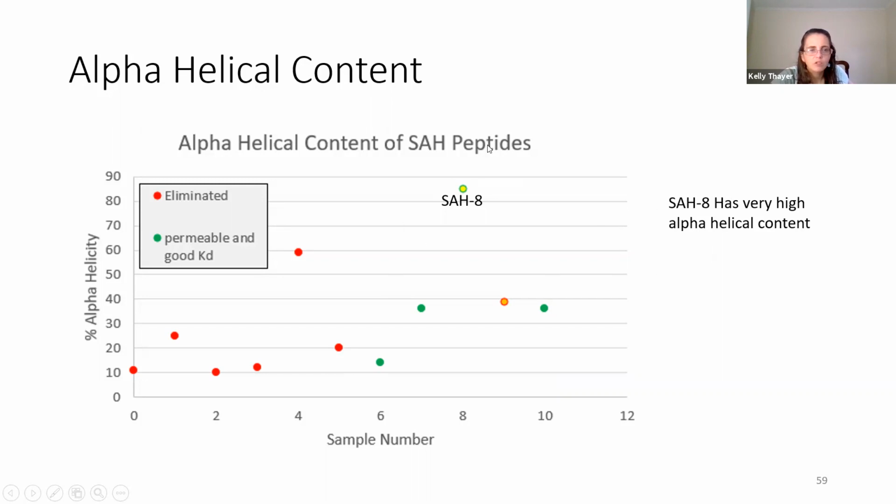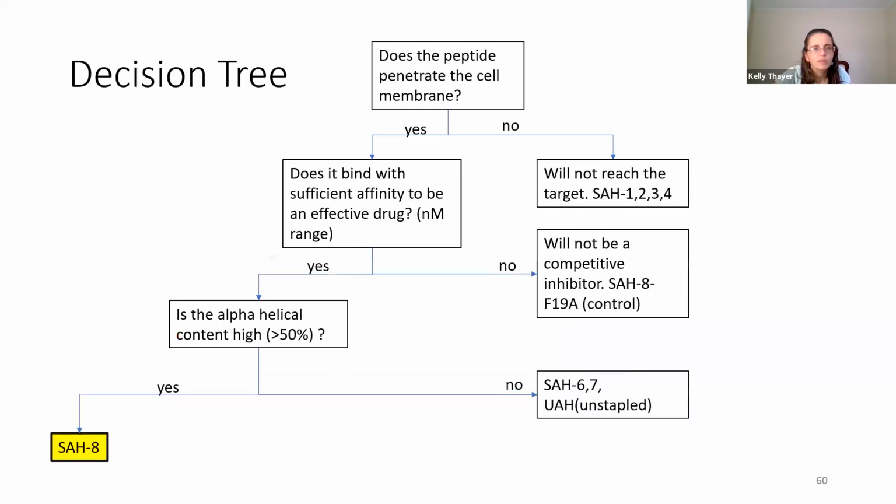We see that because it's way above the others. So that hints to us that maybe that's a special feature. We could use a decision tree to try to understand something about this. We say, does the peptide penetrate the cell membrane, yes or no? And if it does, does it bind with sufficient affinity to be used as a drug?